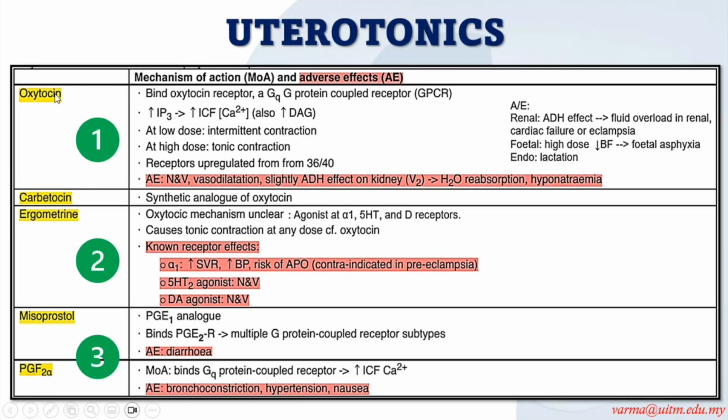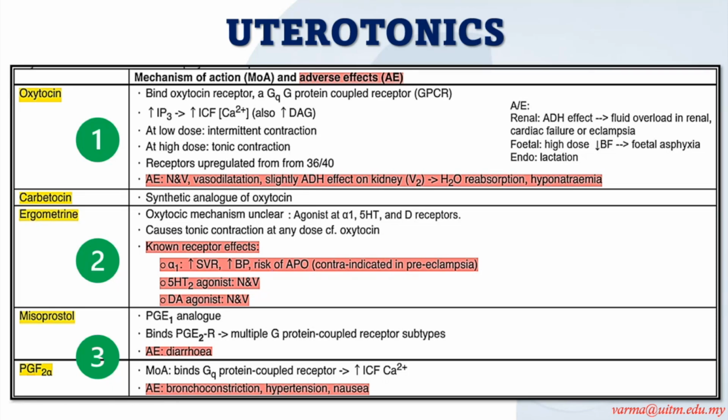Carbetocin is a similar synthetic analog of oxytocin, which is Duratocin. Ergometrine, the exact mechanism is unclear, but they are agonists at alpha-1, 5-HT and D receptors. Alpha-1 causes smooth muscle contraction, so that's how they most probably cause the uterotonic action. They cause tonic contraction at any dose, okay? Whereas oxytocin, low dose, it's intermittent, high dose tonic, whereas ergometrine just causes tonic contraction, meaning continuous contraction. That's why it's used intraoperatively. Known receptor effect, alpha-1, it causes vasoconstriction, so increases systemic resistance, increases BP, increases afterload. That's why it is contraindicated in a patient with hypertension or preeclampsia.